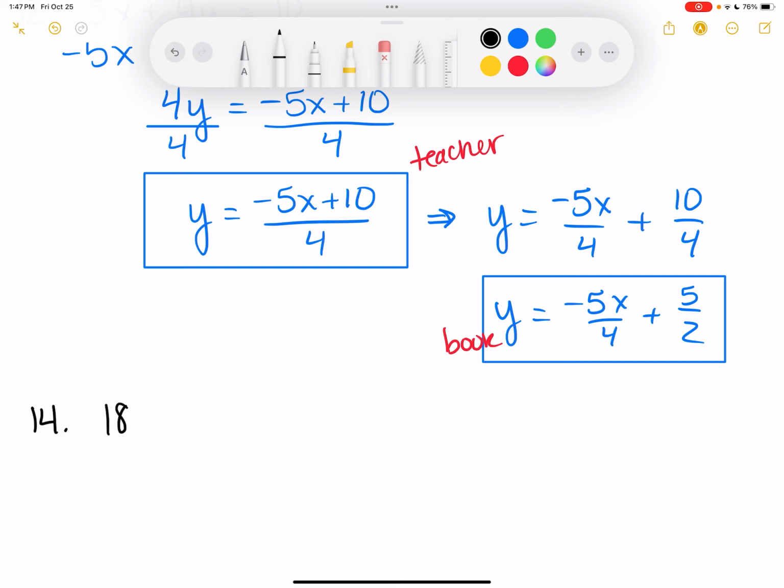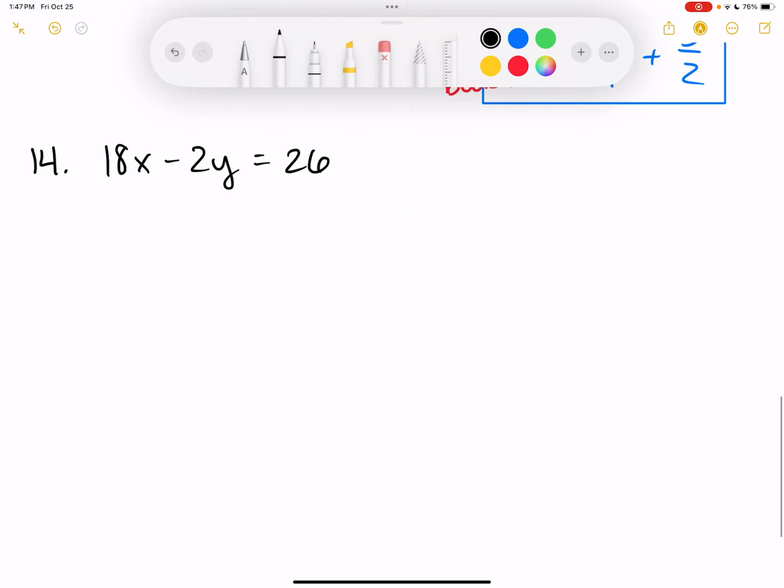All right, 14. 18x minus 2y equals 26. I still want to get y by itself, so what's the first thing I need to do? Minus 18x. So I have negative 2y equals negative 18x plus 26. Now what do I have to do? Divide by negative 2.